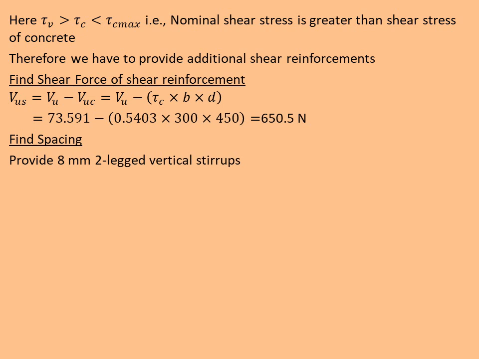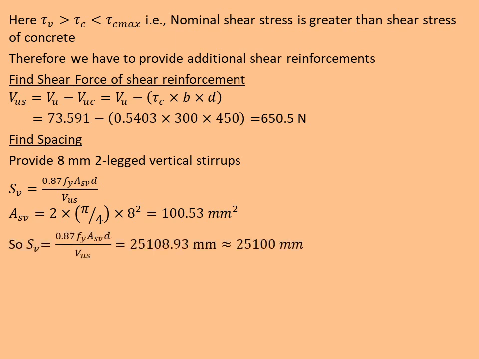The diameter value of vertical stirrups varies from 6 mm to 16 mm. So I'm taking 8 mm. SV is equal to 0.87 Fy ASV D by VUS. We find ASV, that is the area of vertical stirrups, since there are two legs, 2 into pi by 4 into 8 square, which is equal to 100.53 mm square. And hence we get the spacing, we get a large spacing, 25,100 mm.